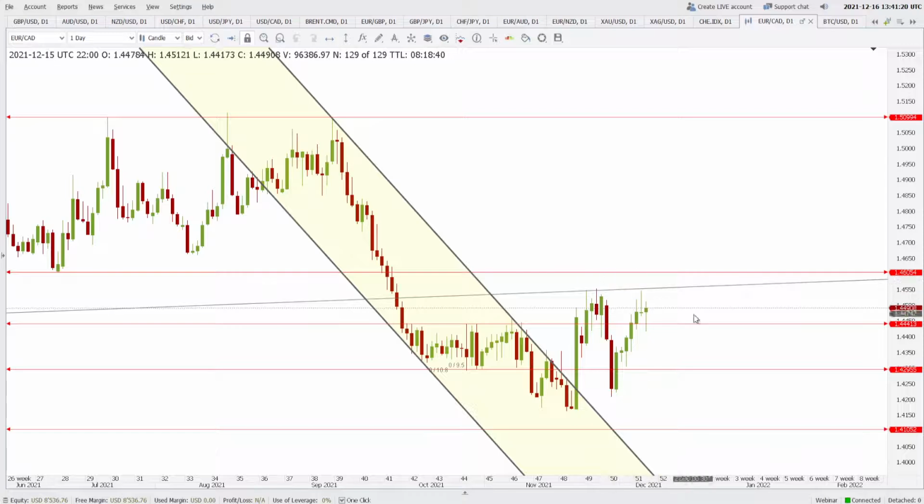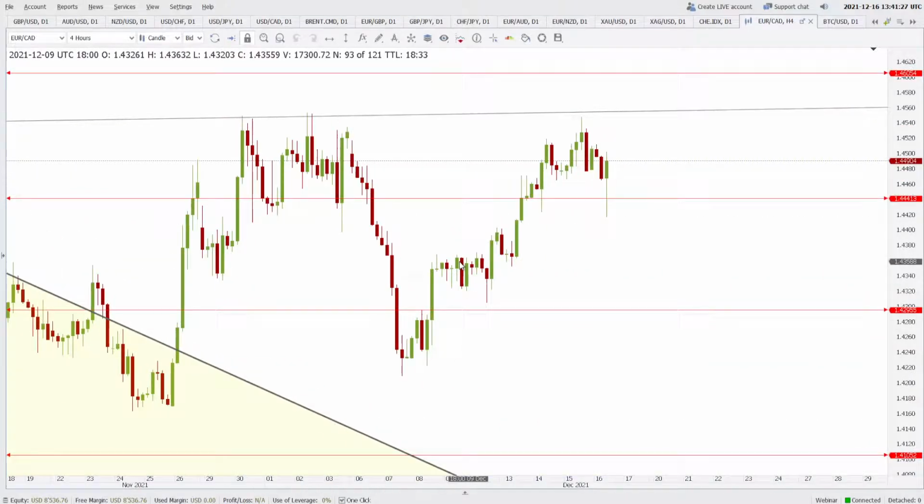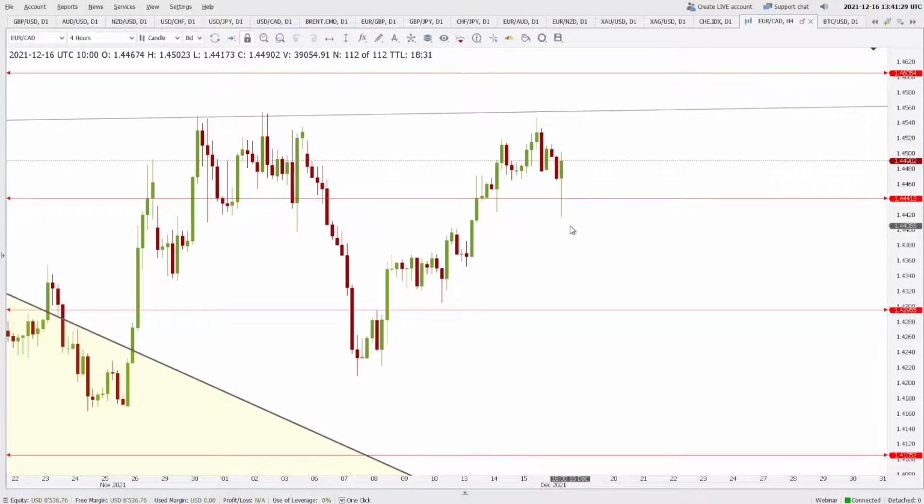Talking about the euro against the Canadian dollar, the price is rising. It is able to find support at 1.4441. Why I'm saying that it is able to find the support is because if you switch to the 4 hour chart, you will see the price tried to go below this, but eventually it came back above, and that suggests that there are buyers at the lower levels around the 1.4441 region. Now the price is trading at 1.4489, and there are still 18 minutes left to close this 4 hourly candle, and the price is already very bullish.